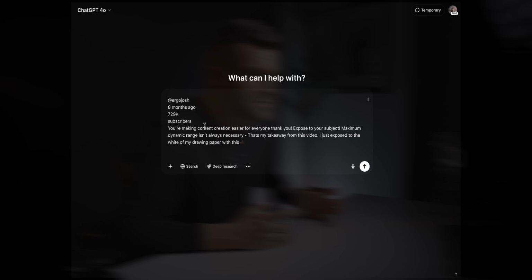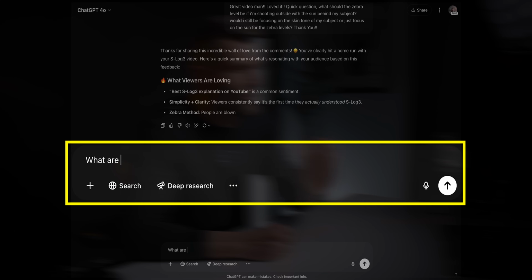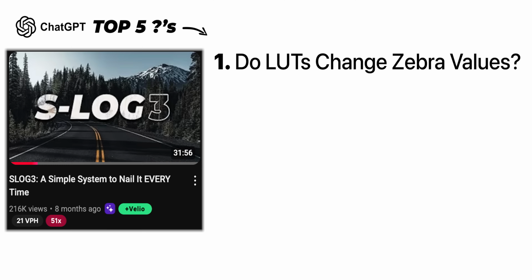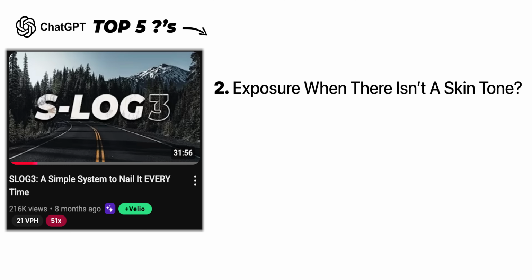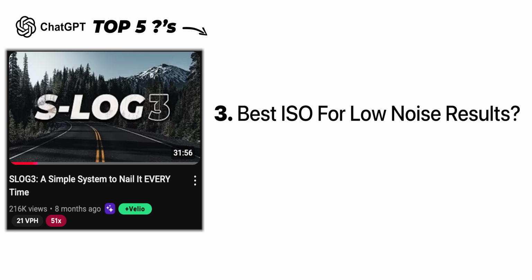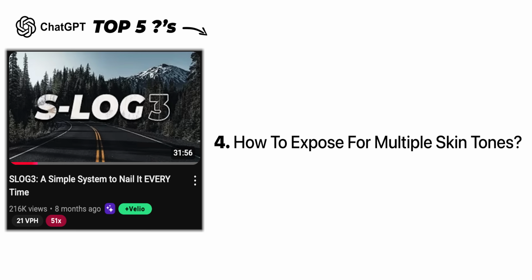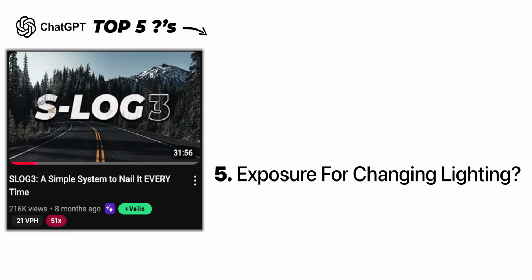So I took all of them, dropped them into ChatGPT, and asked, what are people still confused about? And what came back were 5 things. Do LUTs change zebra values? How do you get exposure for landscape when there isn't a skin tone in the scene? What ISO values are best for low noise results? How to expose multiple skin tones in the same shot? And how to get exposure when the lighting is changing. And those 5 things are what we're gonna solve in this video.